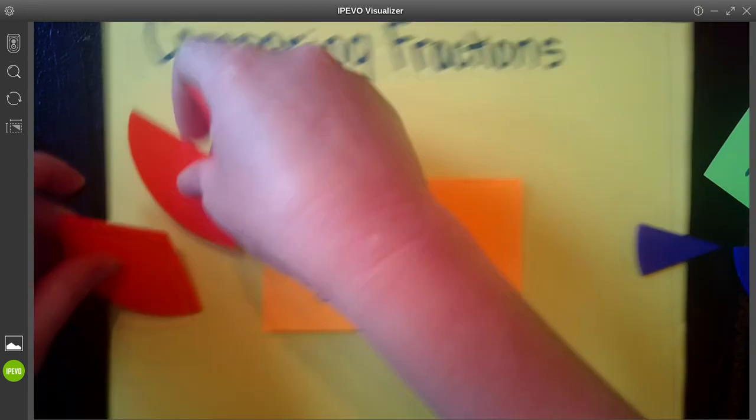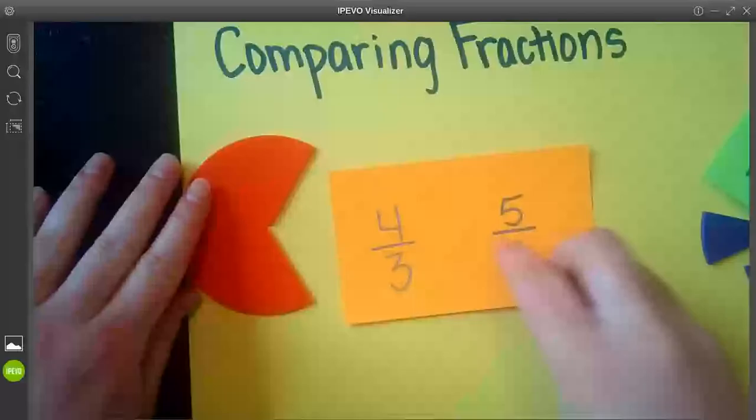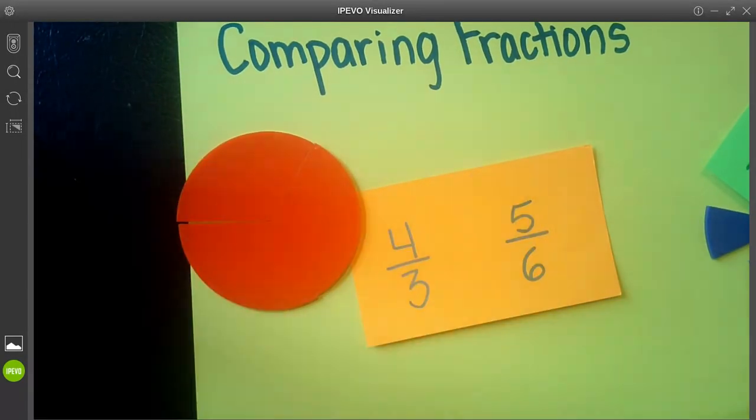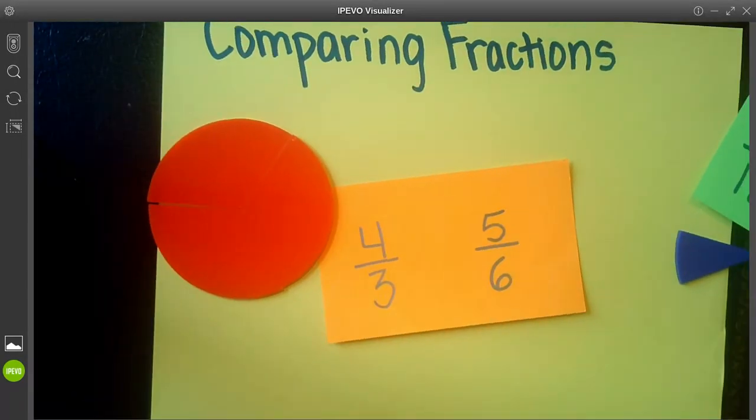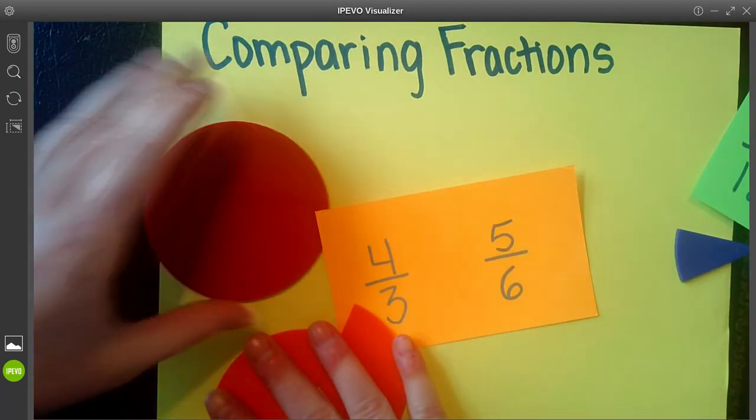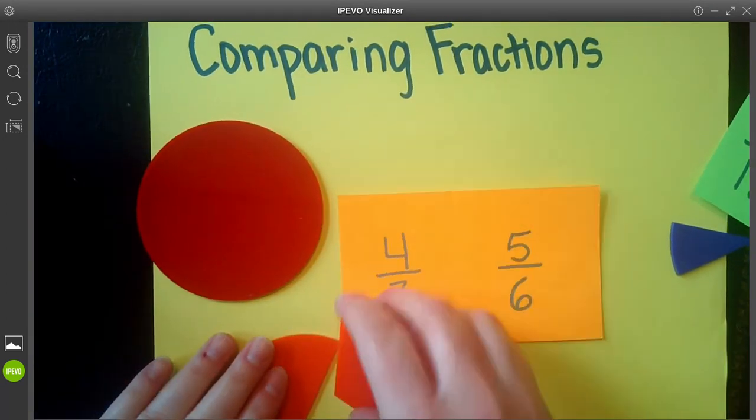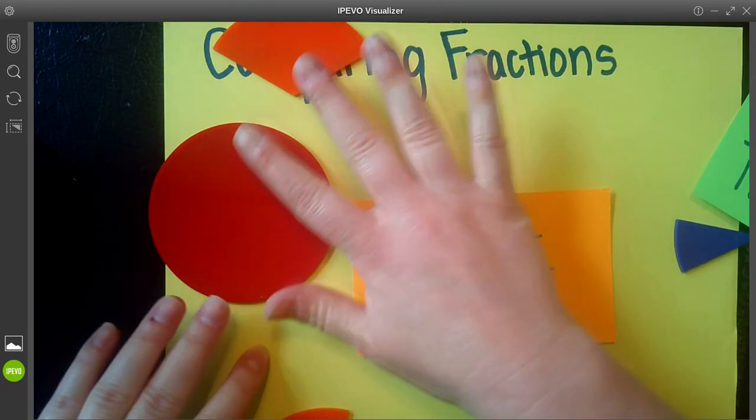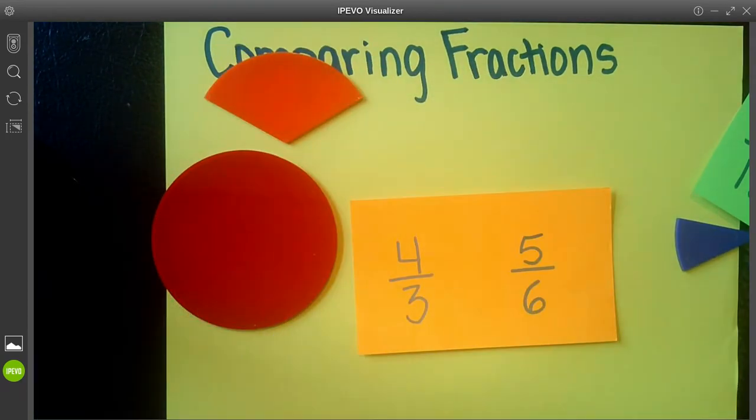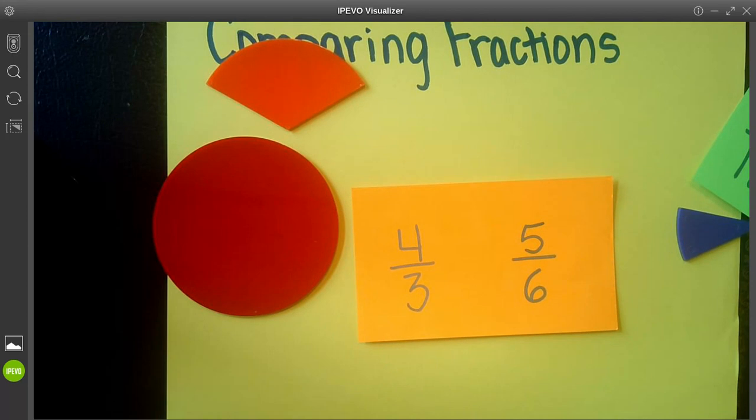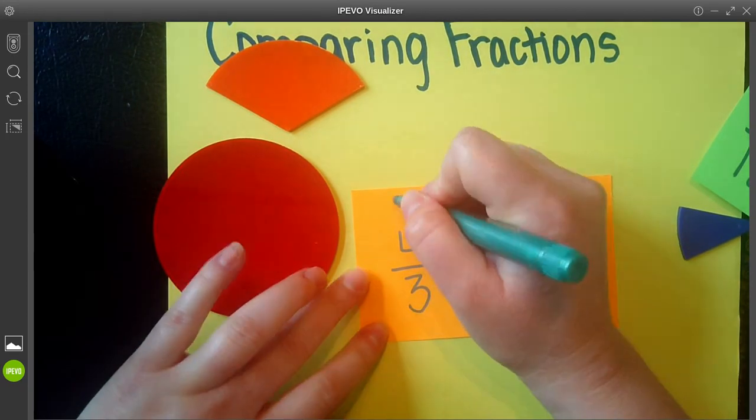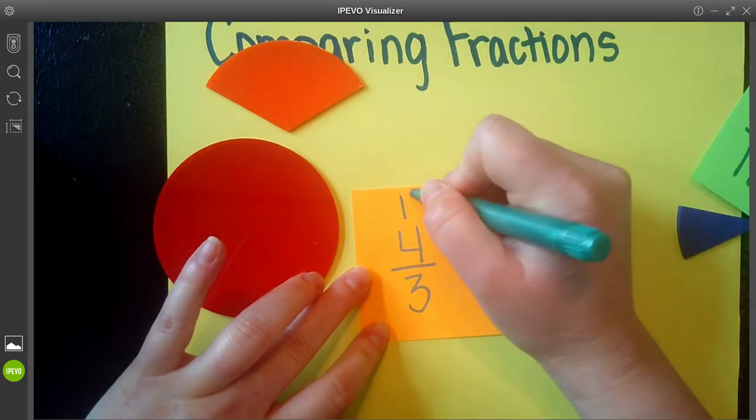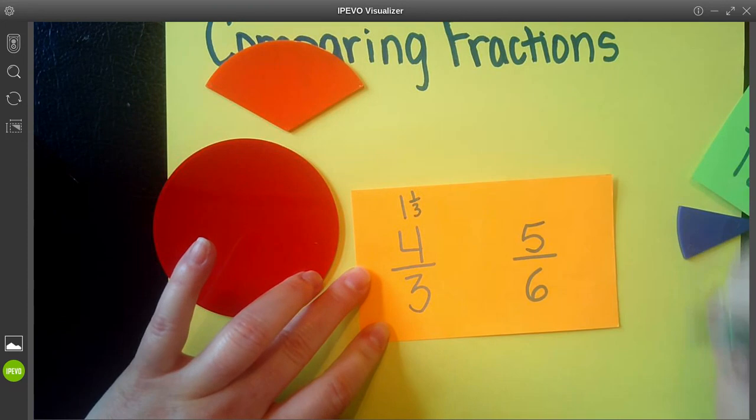What does 3/3 make? 3/3 makes a whole, right? So if 3/3 is a whole, there's 3/3 and 1 more third. So that's 1 whole and a third. So this is equal to 1 whole and 1/3 left over.